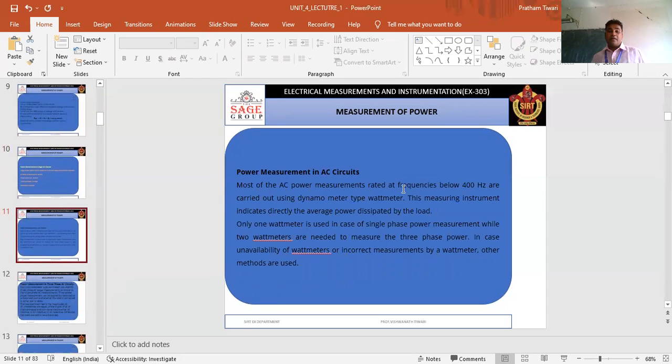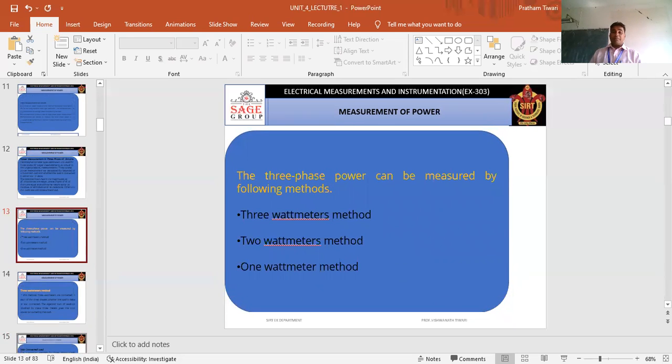Power measurement in AC circuit. Most of the AC power measurements rated for a frequency below 400 Hz are carried out using a dynamometer type wattmeter. These measuring instruments indicate directly the average power dissipated by the load. Only one wattmeter is used in case of single phase power measurement, while 2 wattmeters are needed to measure the three-phase power. In case of unavailability of wattmeters, other methods are used. The three-phase power can be measured by the following methods: 3 wattmeter method, 2 wattmeter method, and 1 wattmeter method.